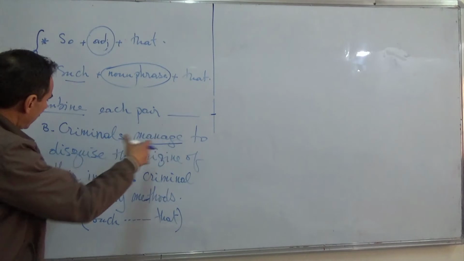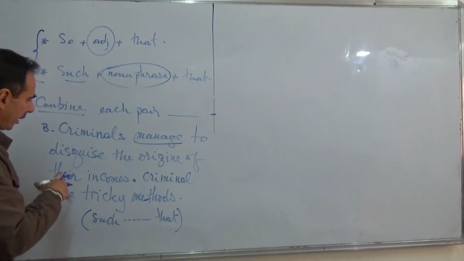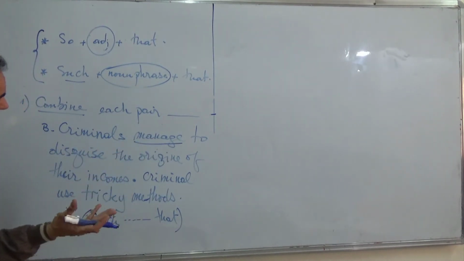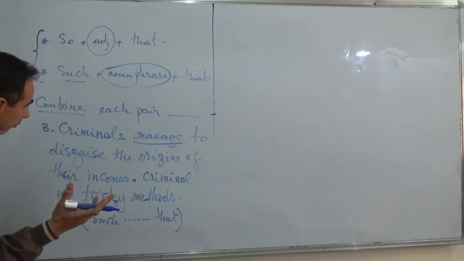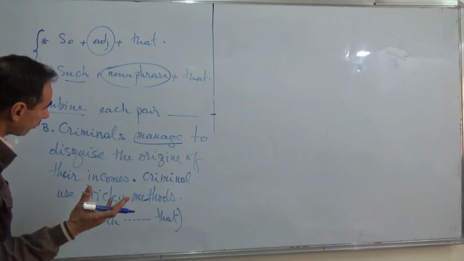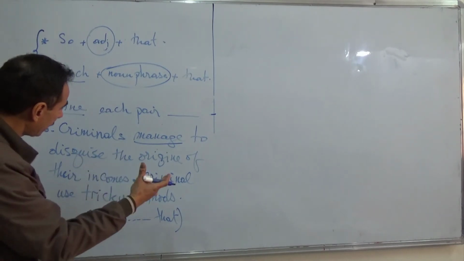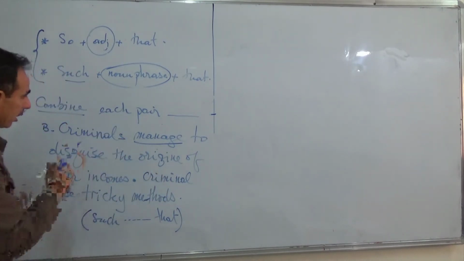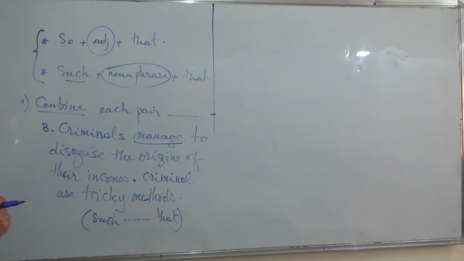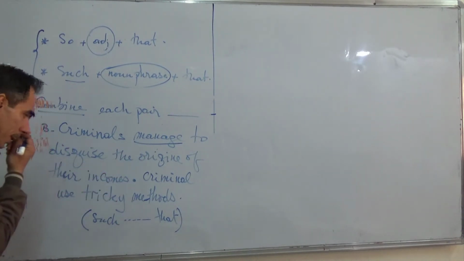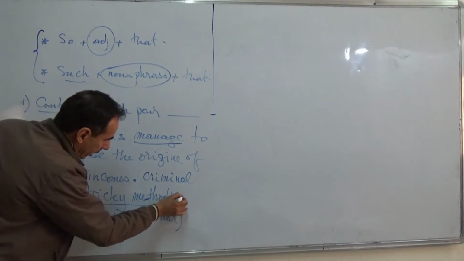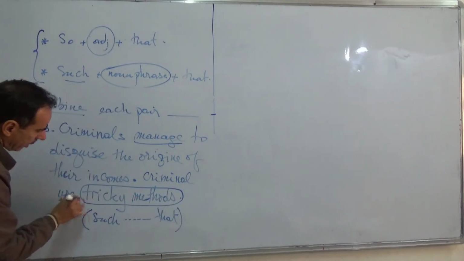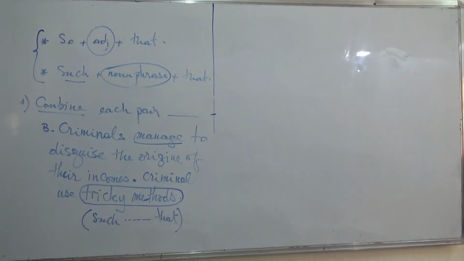Here, criminals manage to disguise the origin of their incomes. We don't have any noun phrase there, only the origin of their incomes, so this is not the sentence needed. Criminals use tricky methods. This is the noun phrase I need.